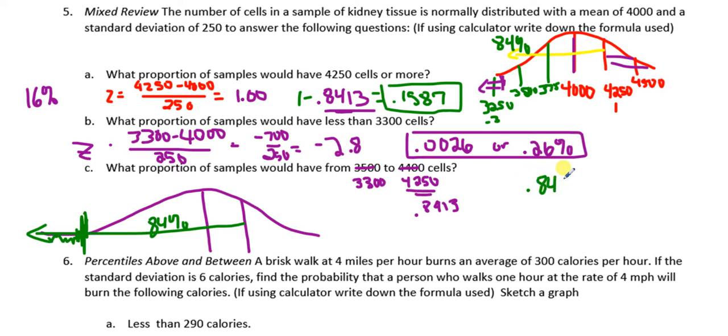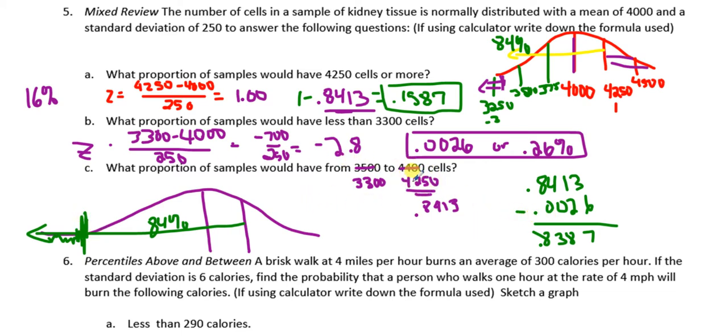0.8413. You take our percentages. Don't subtract the z-scores and then figure out that amount. Figure out the percent for each, then subtract 0.0026, and that gives 0.8387. So we're still at about 84% because we just subtracted off such a small amount. That's in between those two numbers.